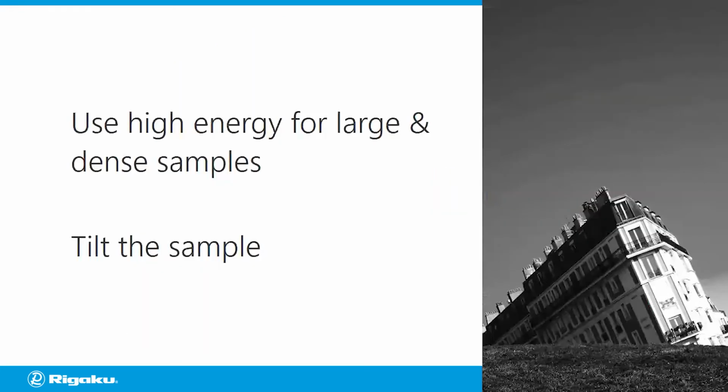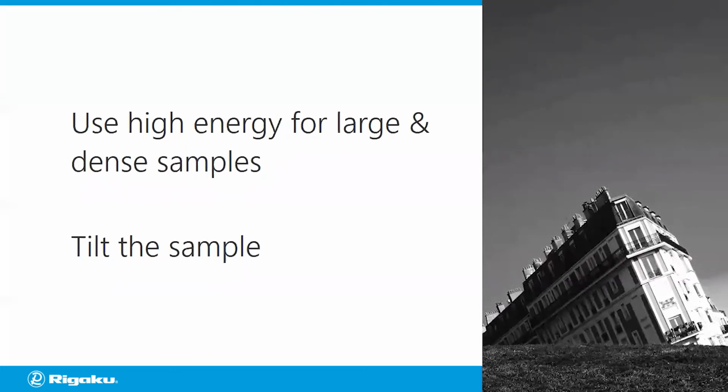So when you do X-ray CT metrology analysis, make sure that the energy of the X-rays you're using is high enough to get through the object you're scanning. And also look at the sample, the object, and think about its shape and tilt it to minimize the beam hardening artifacts.